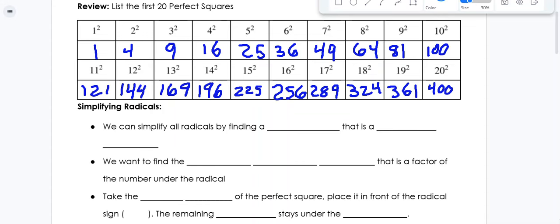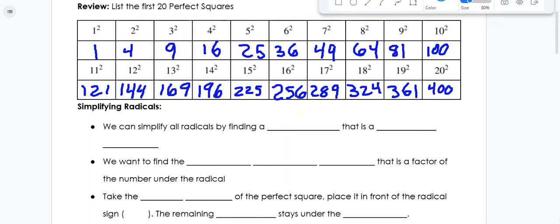Okay, so 400 is a perfect square because the factors of 400 are 20, right? 20 times 20 gives me 400. It's the product, or the answer, to a whole number times itself, right? So 400 is a perfect square because 20 times 20 gives me 400. 16 is a perfect square because 4 times 4 gives me 16, right? Okay, so those are our perfect squares.